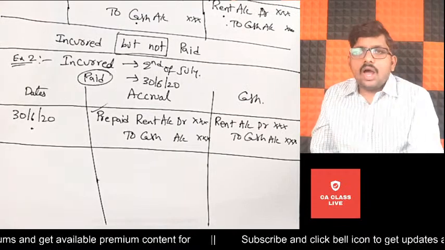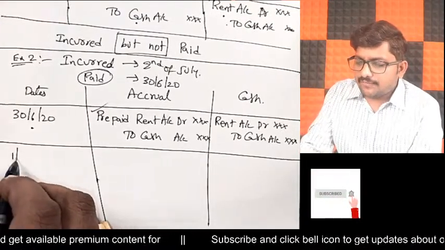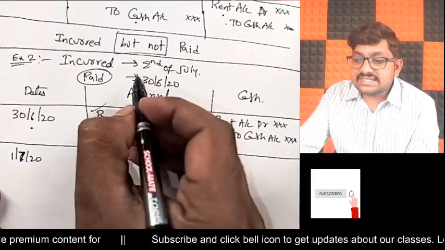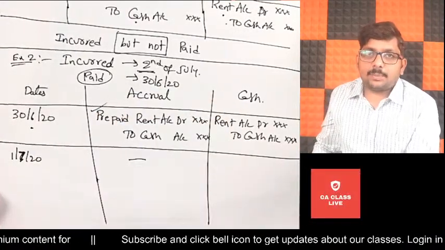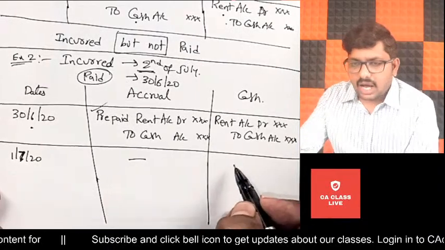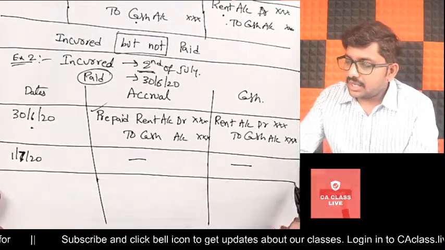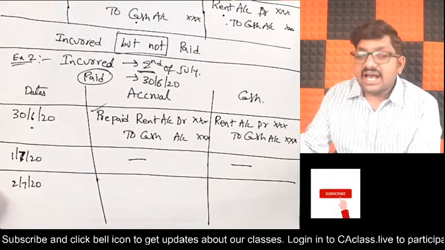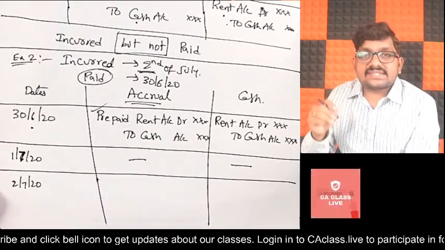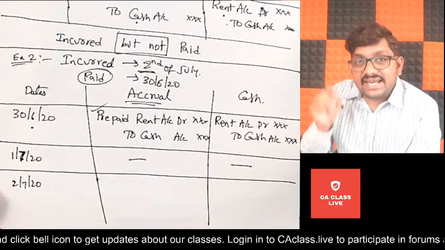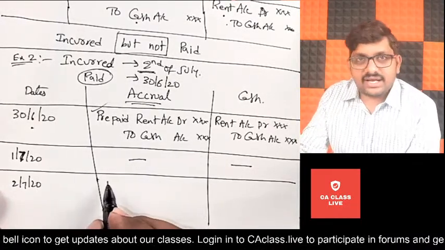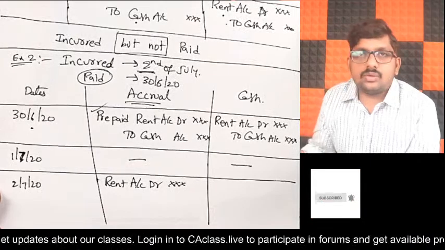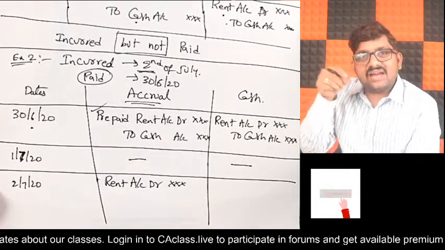Got it? Now, moving further, friends, on 1st of July 2020, am I incurring? No, because I incur on 2nd. Liability to pay arises on 2nd, but on 1st, I did not incur. Are you paying? You have already paid. Now, on 2nd of July, what is happening, friends? You are incurring. And what is my accrual system telling us? Recognize your expense only when it is incurred. Incurred on 2nd July, so I will say rent account debit.